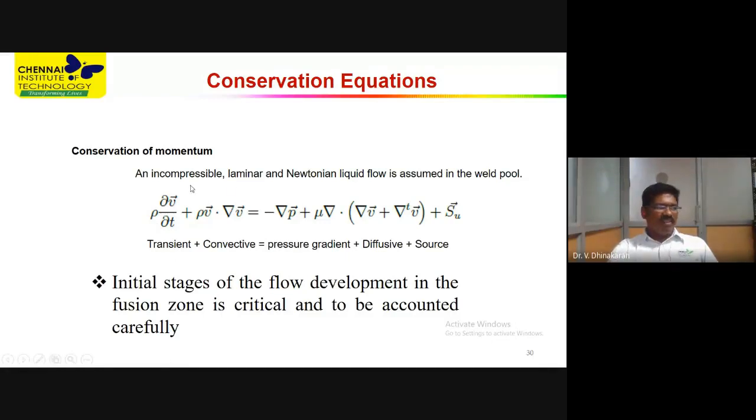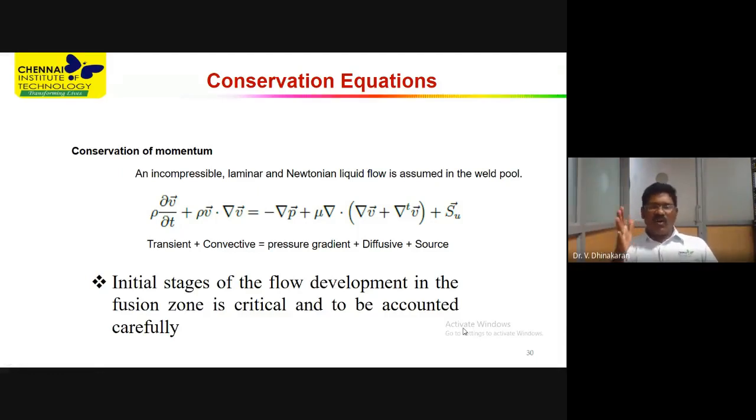Okay, so the given equations: conservation of momentum, rho into dou V by dou t plus rho V bar into del V equals minus del pressure plus mu del squared V plus the source term. Okay, this is the velocity. This is the pressure. Rho is the density. And this is one term called source term. This is the convective term, this is the pressure gradient, this is the diffusion term, and this is called source. So this equation is available in the software and in the textbooks.